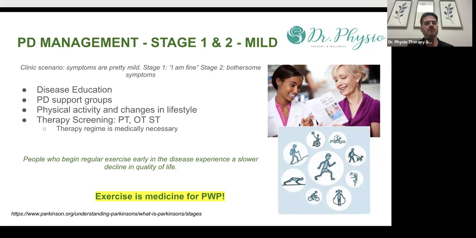Symptoms are pretty mild, mostly one side if it's stage 1 of the body, and in stage 2, both sides. Stage 1, no, I'm fine, everything's okay, and stage 2, a little bit bothersome here and there, but nothing major is still happening. All right? In this stage, what are we going to need?